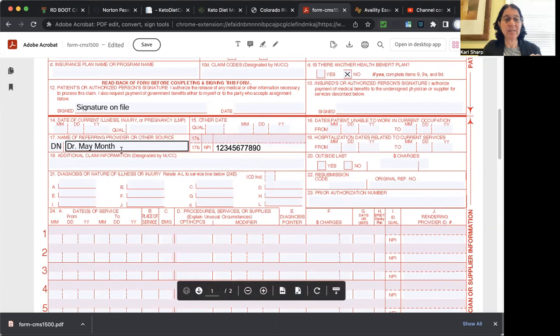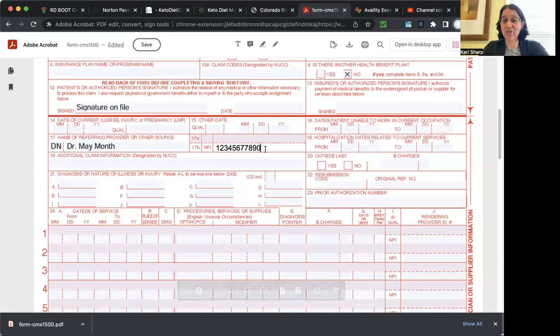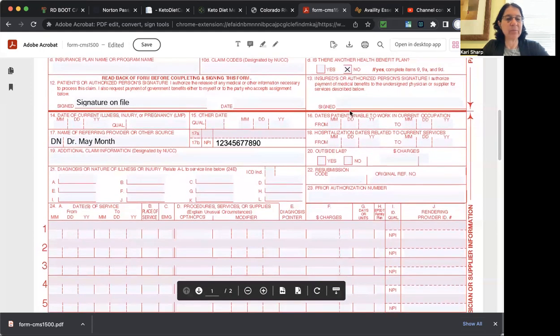Now businesses have type 2 NPIs and practitioners have type 1 NPIs. In this section, Dr. May Month is the practitioner, type 1 NPI. She's the one that referred you. Here is her identification number. Now the dates, okay, we don't really need that.